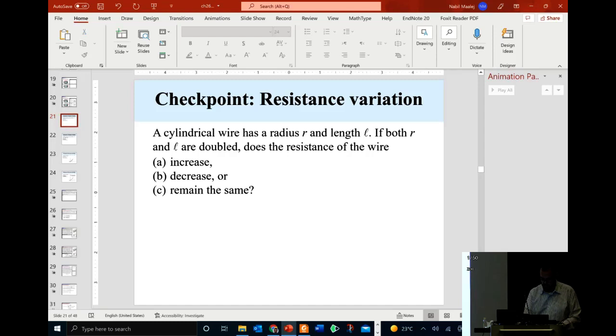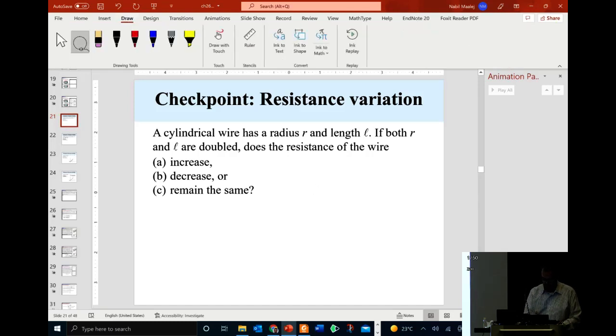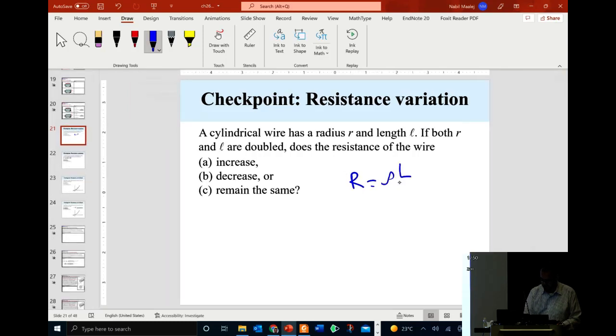We have the resistance R. R is rho L over A, the resistivity times the length divided by the area, which is pi R squared. So this is R1. R2, now we double the length, it's the resistivity times 2L divided by pi, and the radius now is 2R, so this is 2R squared. So R2 is going to be R1 divided by 2.